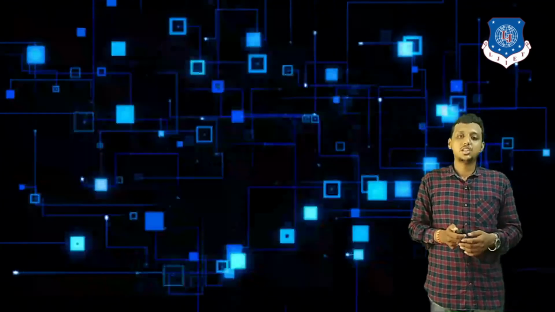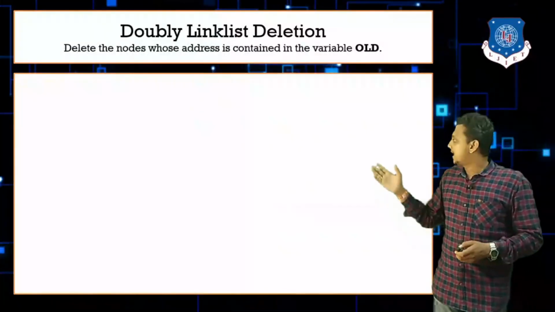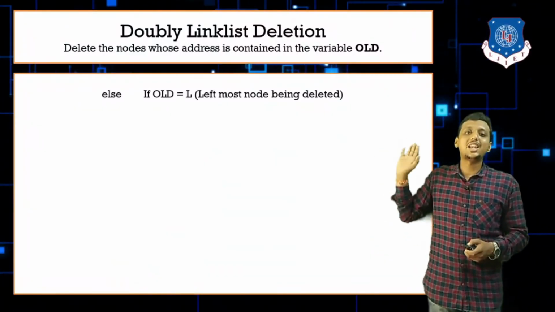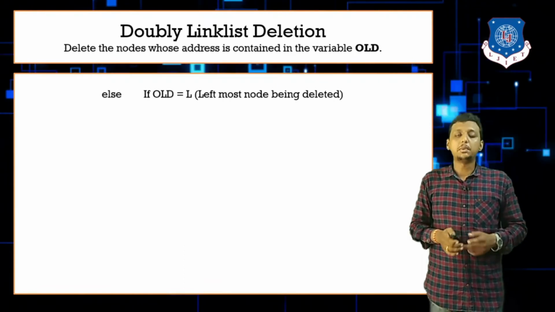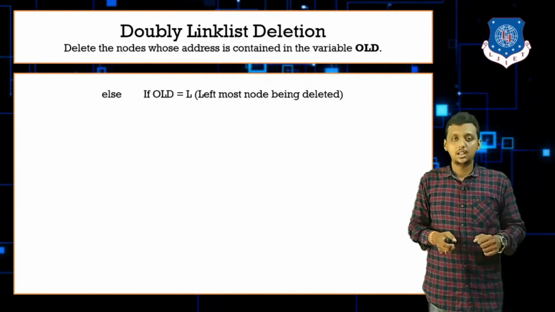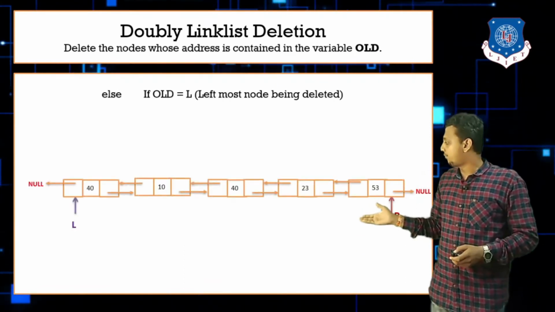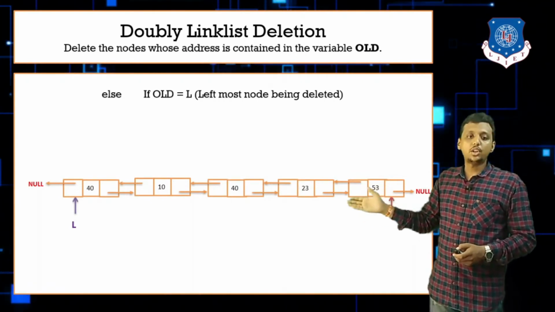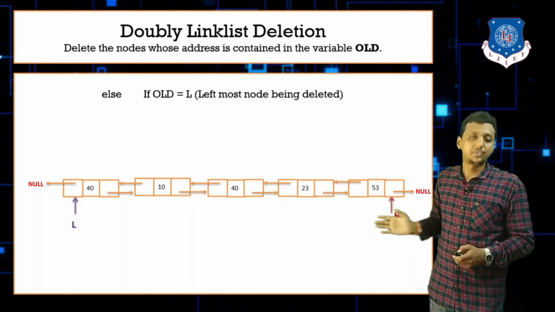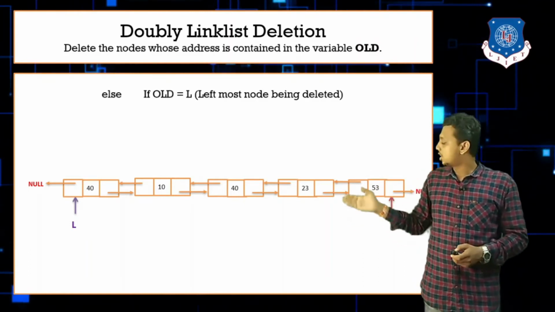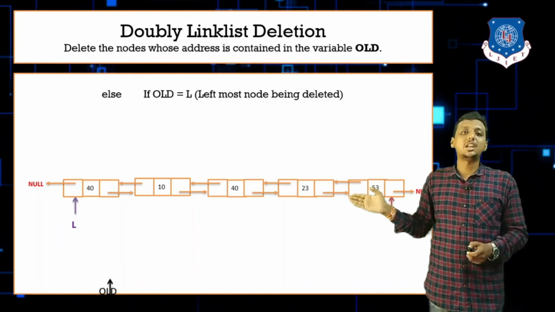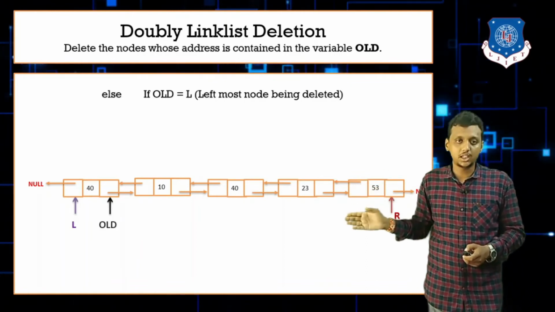Now, the next condition is that if we want to delete the leftmost node, that means old is equal to L. So let's draw a figure of a doubly linked list. Here it is, my doubly linked list, with values like 40, 10, 40, 23 and 53. Right now my L pointer is pointing at the first node. I want to delete the same node, that's why old is also pointing at that node.